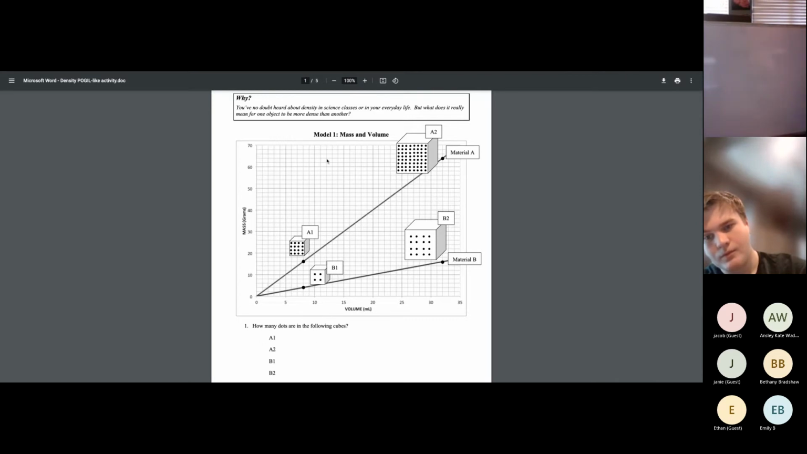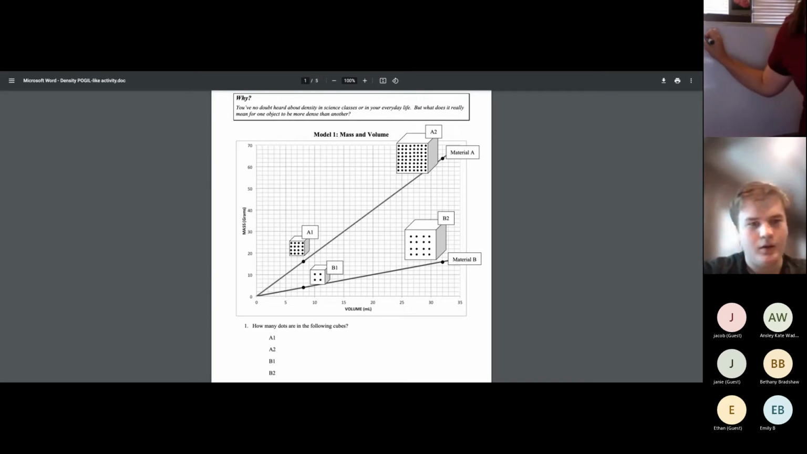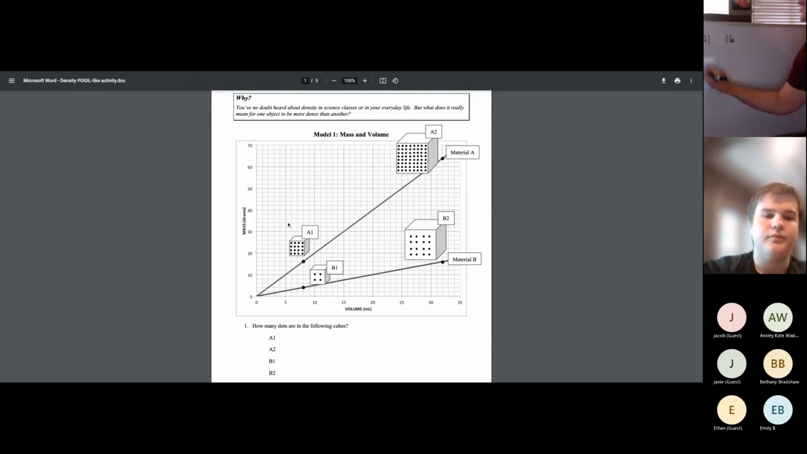Okay, we got some dots. How many dots are in A1? 16. So an easy way to do this, since we know it's a cube, count across, count down, and multiply. So 16 in A1, and A2, how many did you guys get? 64. Yeah, good. It's 8 by 8.